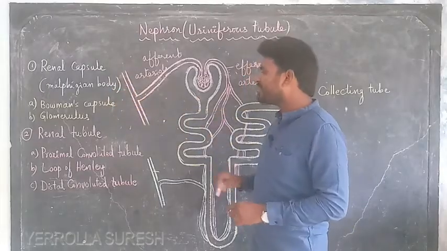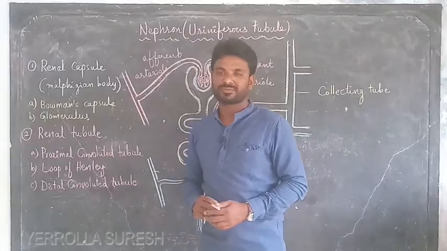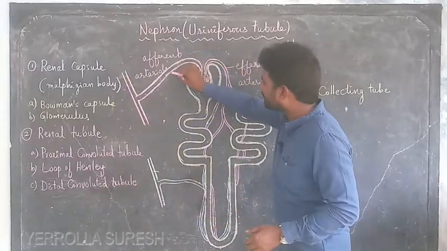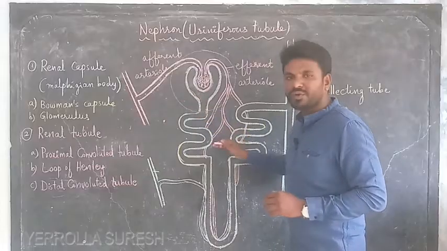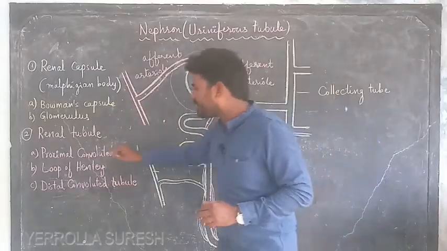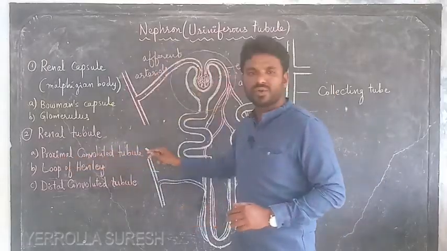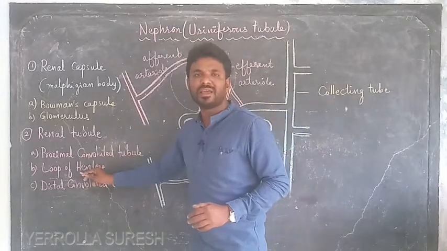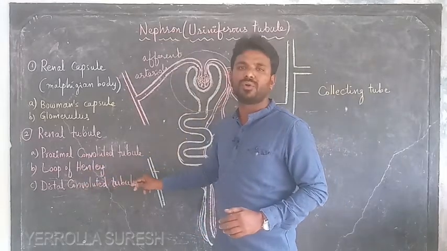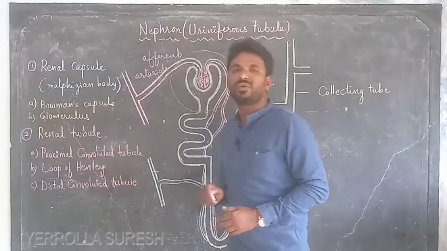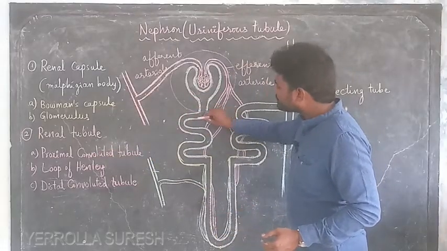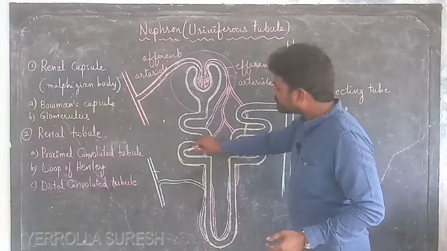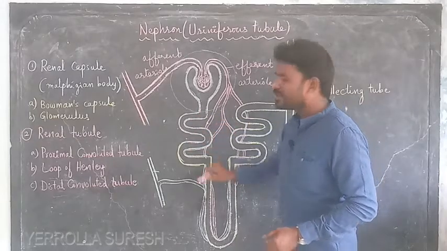And next part of nephron is renal tubule. First one, only this part is called as renal capsule. We have completed now. Now renal tubule. Renal tubule again has three parts: proximal convoluted tubule and a loop of Henle and a distal convoluted tubule. Proximal convoluted tubule, the immediate part which is connected with Bowman's capsule, this region is called proximal convoluted tubule.